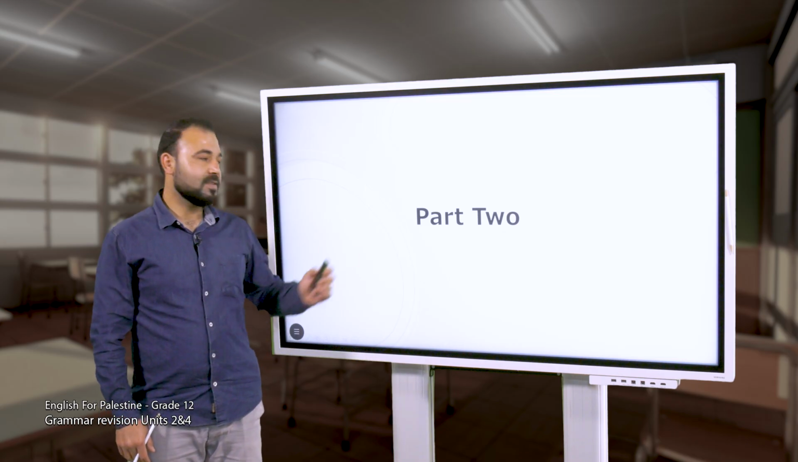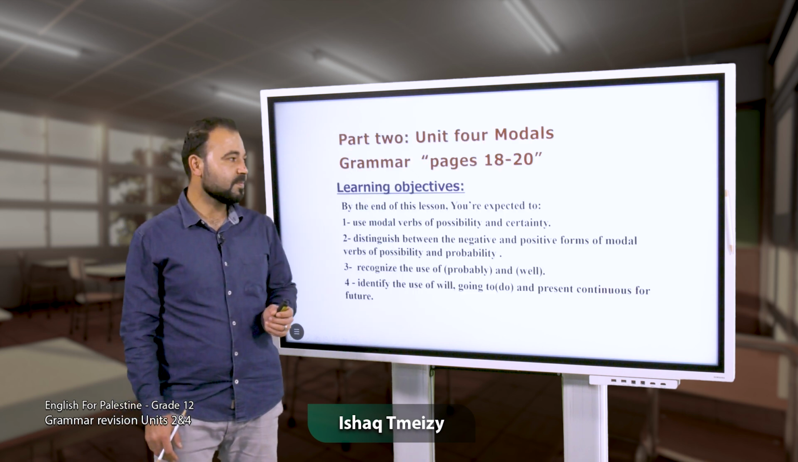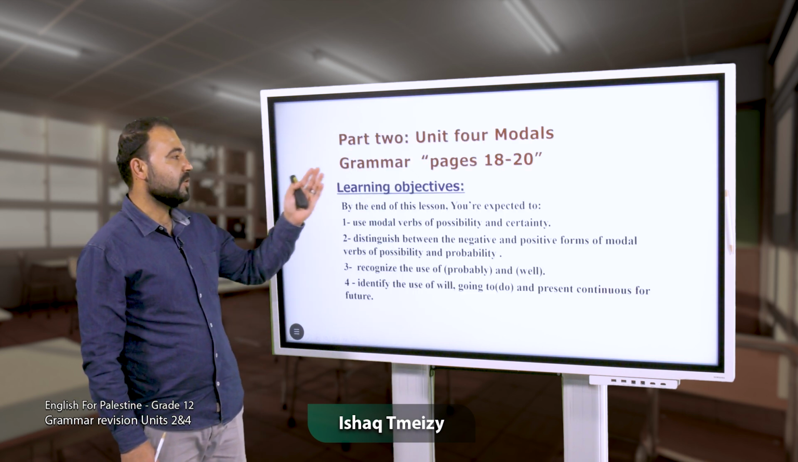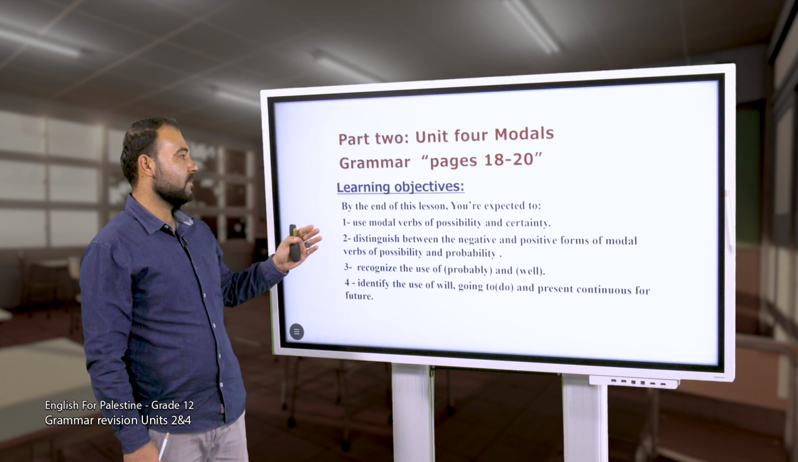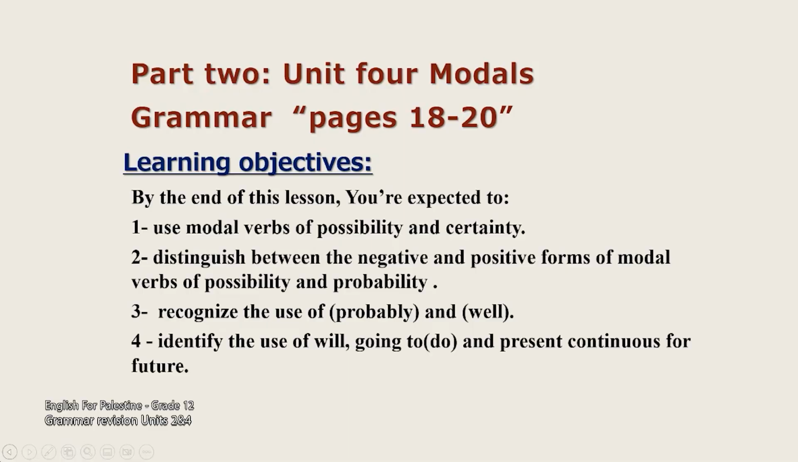Welcome back to part 2. Part 2, Unit 4, Modals. Grammar, pages 18 to 20. The objectives of this learning situation: by the end of this lesson, you are expected to, number 1, use modal verbs of possibility and certainty.